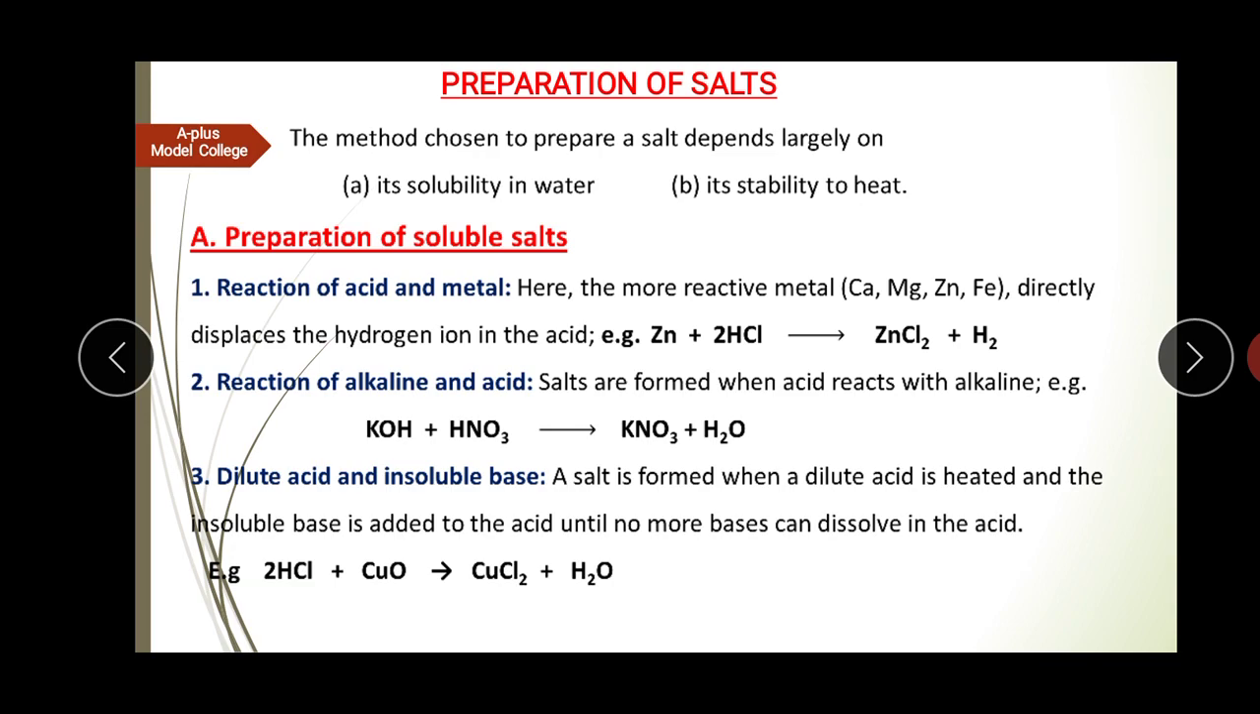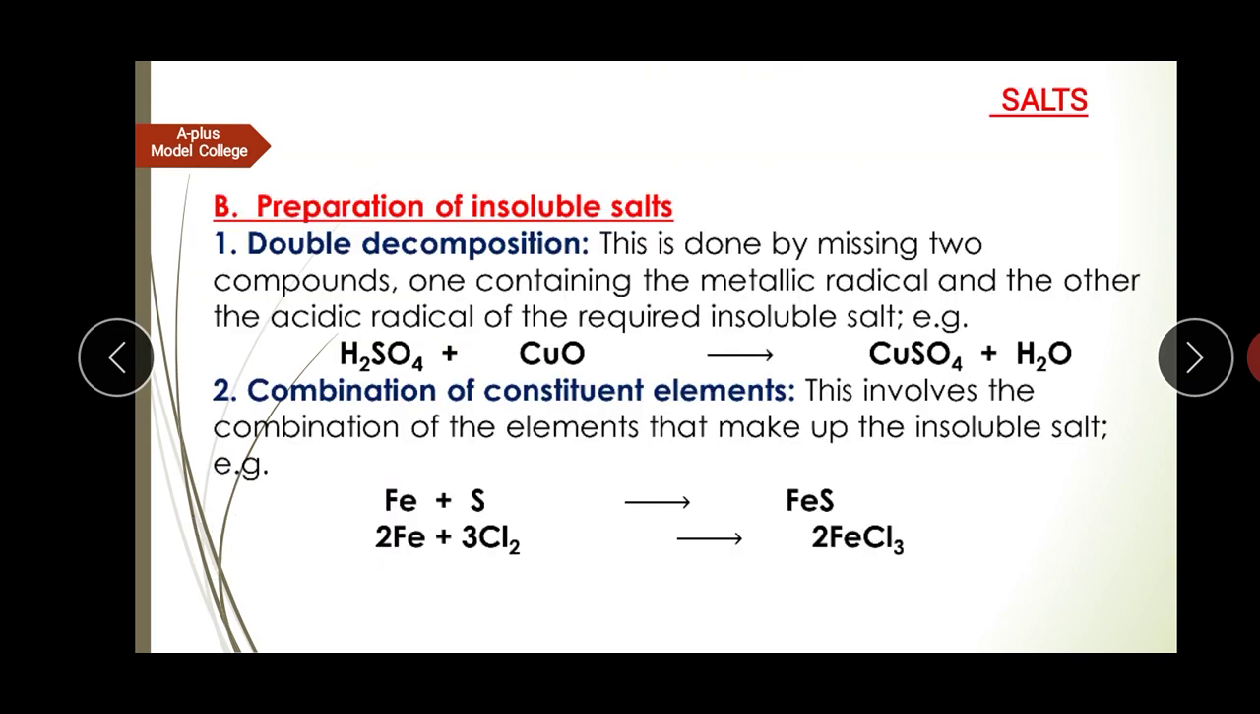The third is when we have a dilute acid and an insoluble base. When we have acid with a base that is not soluble, you also find salt. An example is what you are seeing on the screen, which is 2HCl plus copper oxide. You have copper chloride with water. Copper chloride is the salt formed there, and copper oxide is an insoluble base. Don't forget, an insoluble base will not contain OH. Most bases that have OH are soluble. The OH is the hydroxyl group from water.